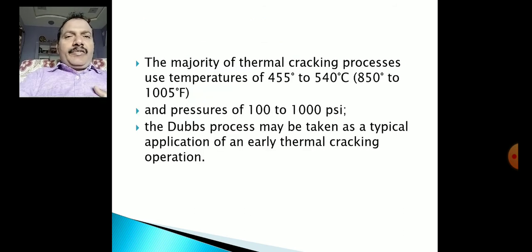The majority of thermal cracking processes use temperatures of 455 degrees centigrade to 540 degrees centigrade, that is 850 degrees Fahrenheit to 1005 degrees Fahrenheit, and pressures from 100 to 1000 psi are also employed. The Dubbs process may be taken as a typical application of an early thermal cracking operation.